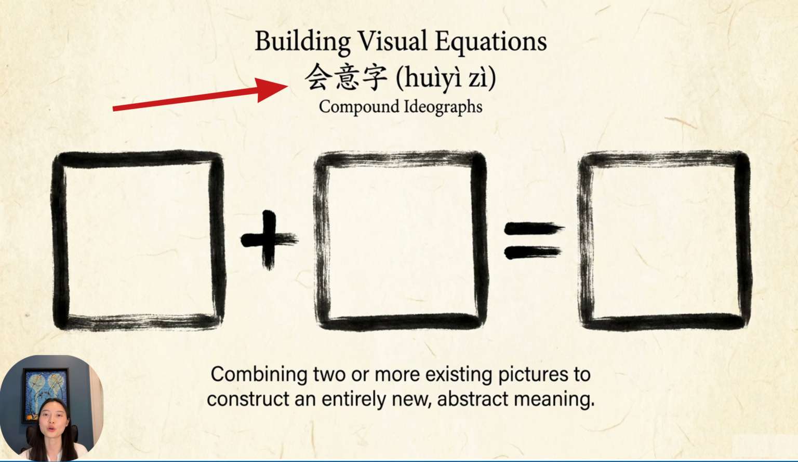Now we move to 会意字, compound ideographs. 会意 means to combine meanings. These characters are built by putting two or more existing characters together, and the combination creates a new related meaning. It's like a visual equation. This is where Chinese characters really start to feel like a language with a philosophy behind it. Let's look at six examples.